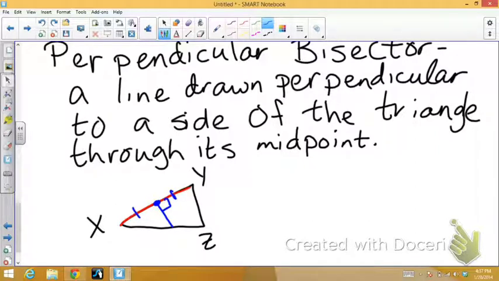When we get to actually drawing these correctly instead of estimating, we will be using compasses. Compasses are a great tool in geometry that will help us find these lines exactly and draw perpendicular lines exactly, draw angle bisectors exactly.